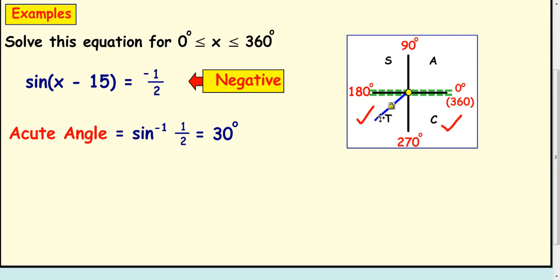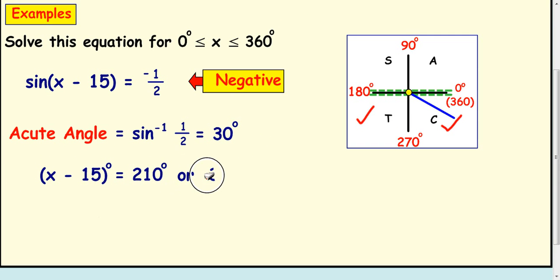We now look for the solution in this quadrant here, so forwards 30 and you're going to get 210, and then back 30 you're going to get 330. So write out x minus 15 this time, this is the only difference, is equal to 210 or 330. I like to do that part in my head just to keep the working uncluttered.